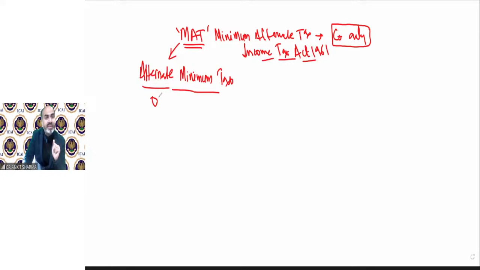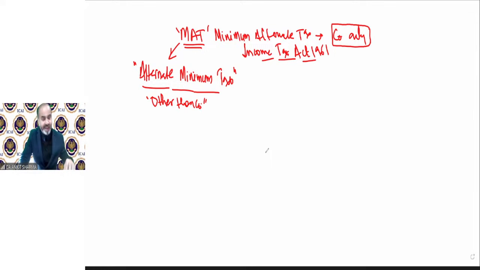So what they thought: we have a concept of MAT, and this kind of concept should also be applicable for other than companies. Earlier it was only applicable on companies. So they thought we should make a new concept and change the words from MAT to AMT. So this is AMT. Why is AMT here? Before understanding that, first we should understand the need of AMT. Why do we need to introduce AMT or MAT in our country?